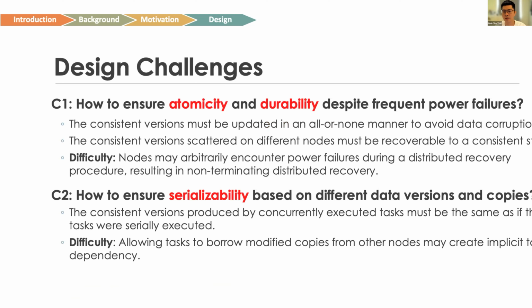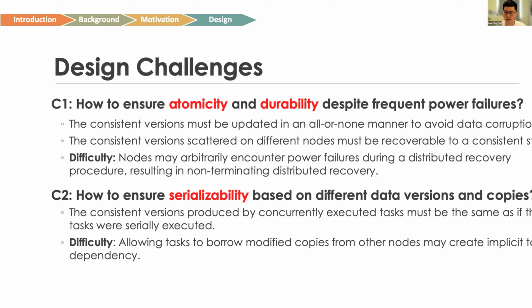However, allowing data borrowing raises additional challenges. The first challenge is how to enforce atomicity and durability of the network despite frequent power failures. When a task finishes execution, the related consistent versions must be updated in an atomic manner to avoid data corruption. Moreover, the consistent versions scattered on different nodes must be recoverable to a consistent state on each power failure.